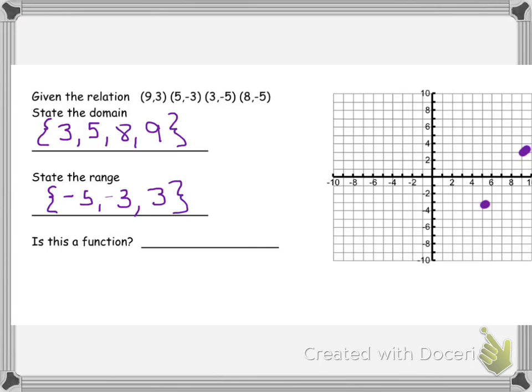Now, some of you may have gotten this wrong. This is a function. It's a function because every element in the domain is matched with only one element in the range. If we look to the right, we can see how all the ordered pairs are graphed. Notice every x value is only paired up with one y value. Some students get confused when they see one element in the range that's paired up with more than one element in the domain, but that does not preclude this from being a function.